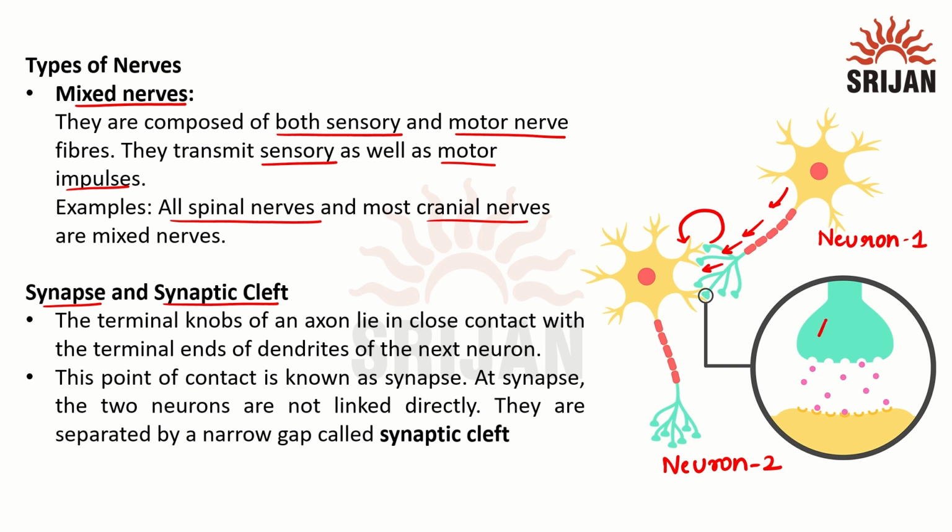Here we can see the axon terminal of the first neuron and the dendrite terminal of the second neuron, and there is a gap between them, that is known as synaptic cleft. So we can tell the terminal knobs of axon lie in close contact with terminal ends of dendrites of next neuron. This point of contact is known as synapse, and at synapse two neurons are not linked directly.